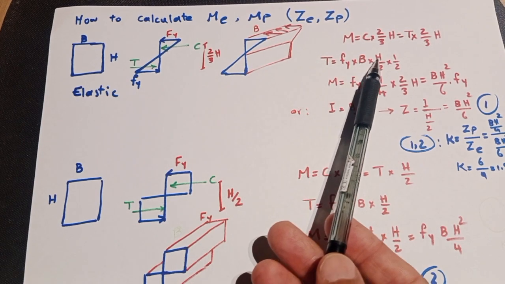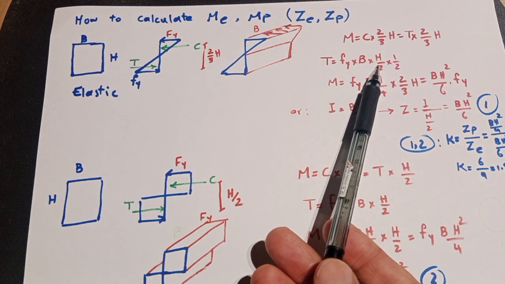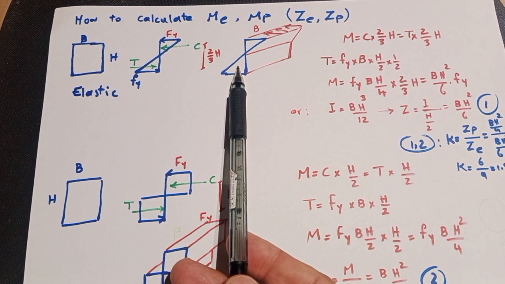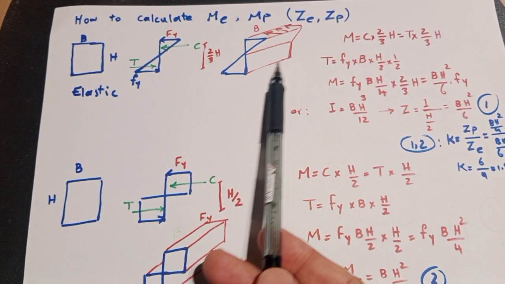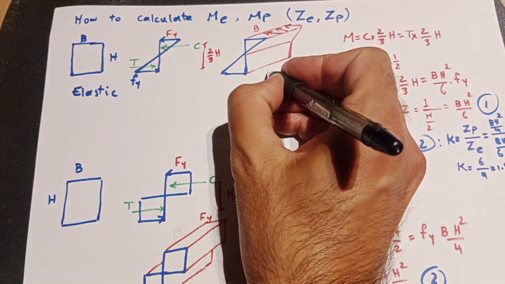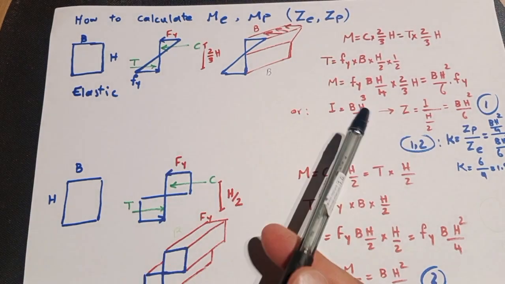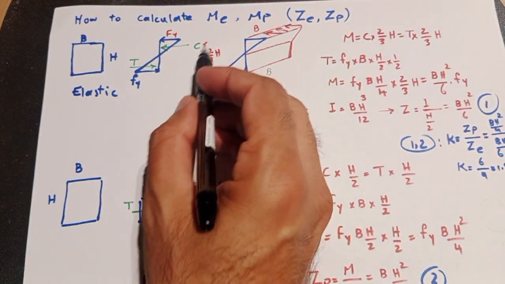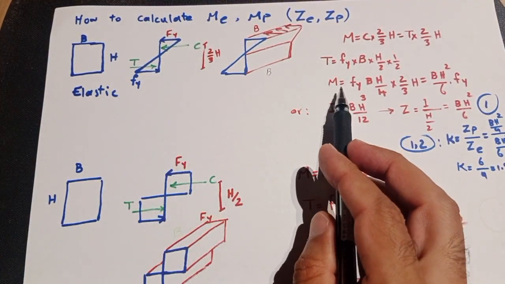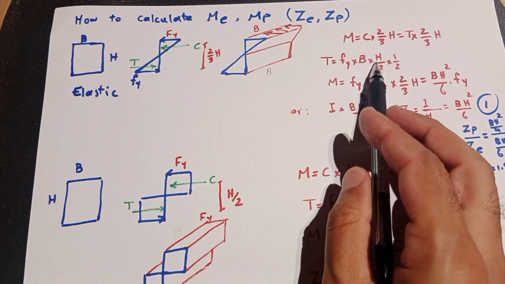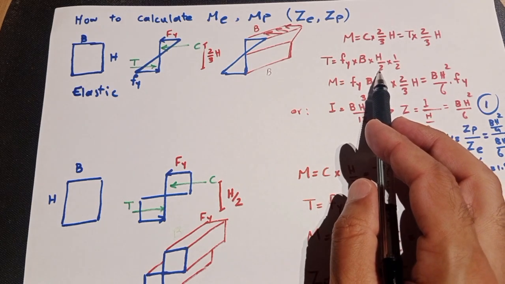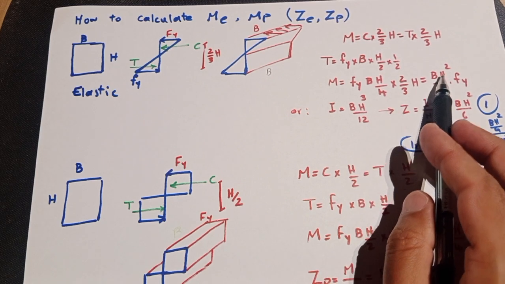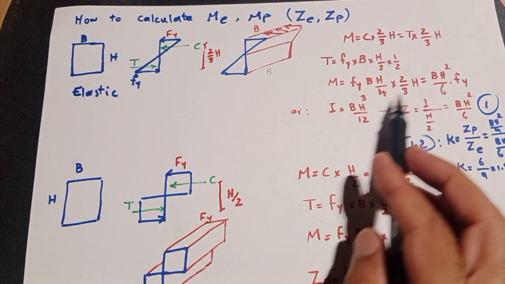This is Fy times B times h over 2 times half, that is the area of this triangle, times B, the third dimension, and same. So this T or C times 2/3 of h gives the bending. So Fy times B times h over 2, times 2/3 of h, gives B h squared on 6 times Fy.